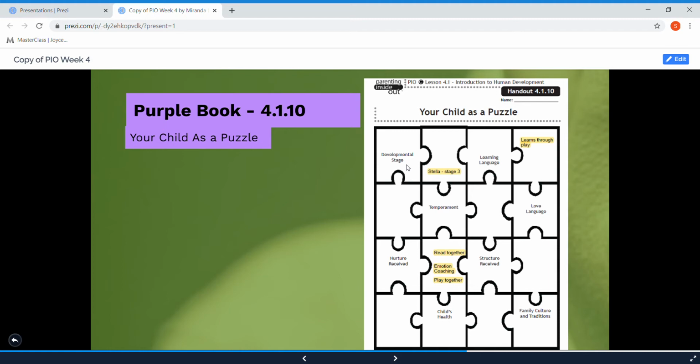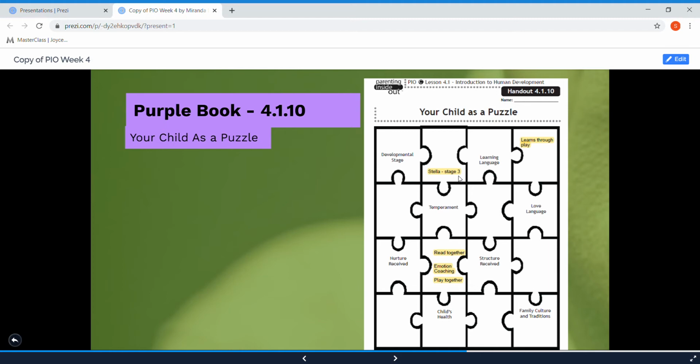Sometimes when people fill this out, they ask if they should put the answer in the actual puzzle piece or in the one next to it or below it. I'm not picky. Wherever you think it makes sense to put it is just fine. I chose this piece right here, and I put Stella, stage 3, because again, she's a preschooler. But you could choose to put yours somewhere else.